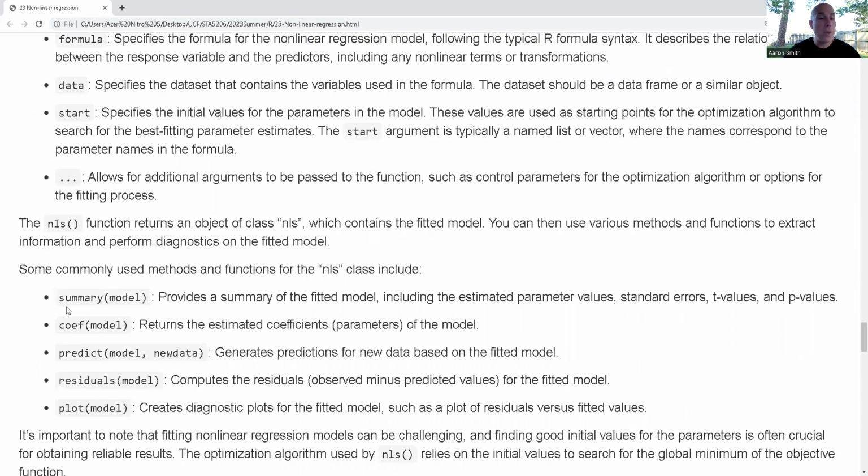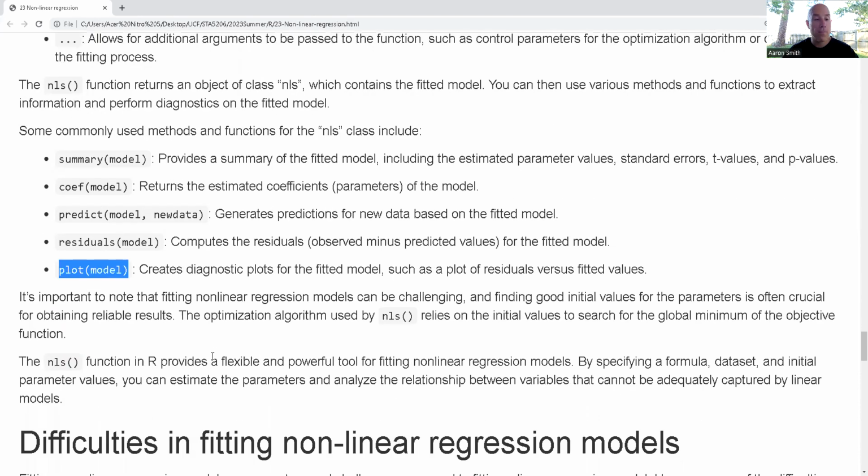Once we have our model, we can use the summary function to do our hypothesis testing. We can use the coefficient function to get the parameters out. They may not be technically coefficients, depending on the functional form of the model, but it's the same function to return the parameters. We can use the predict function to get the predicted values for our training data or a new data set. We can get our residuals on the training data, and we can plot the diagnostics.